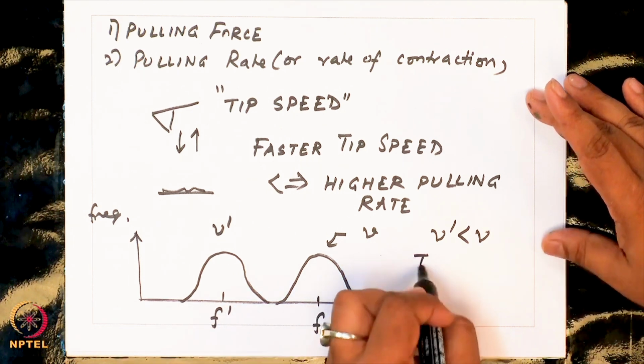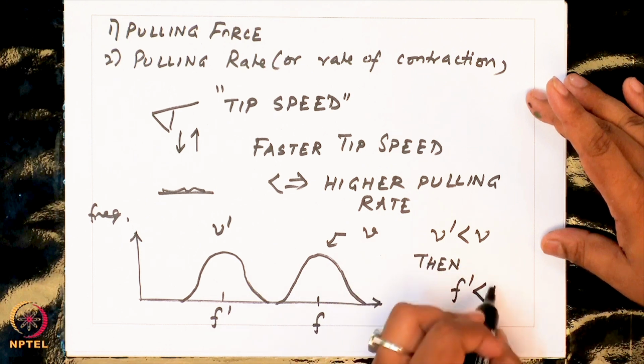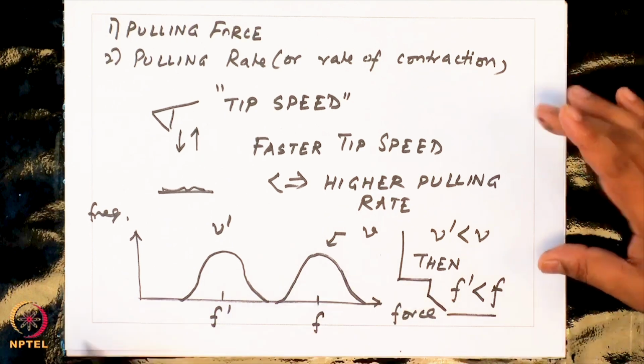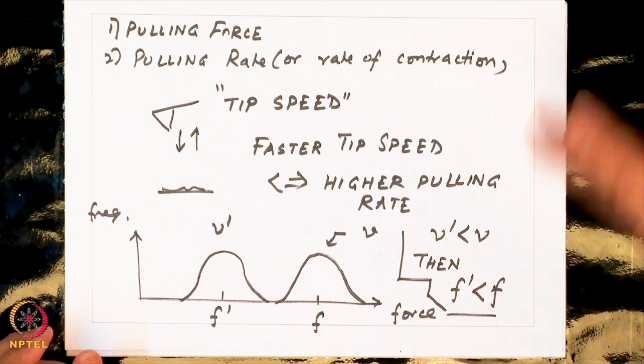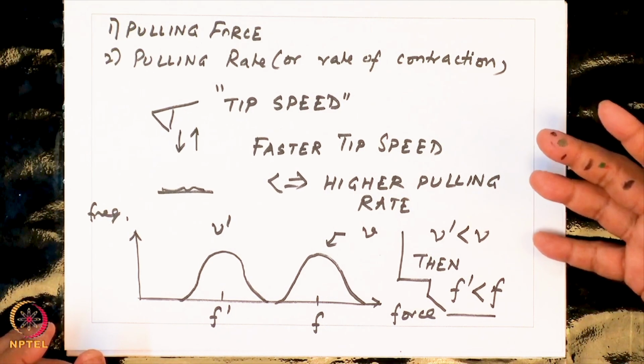then F prime is also less than F. In other words, if you pull a protein slowly, it takes less amount of forces to unfold the same protein. This is something very interesting, but it also says that even if the same magnitude of force is exerted, the rate at which a protein is pulled also matters.